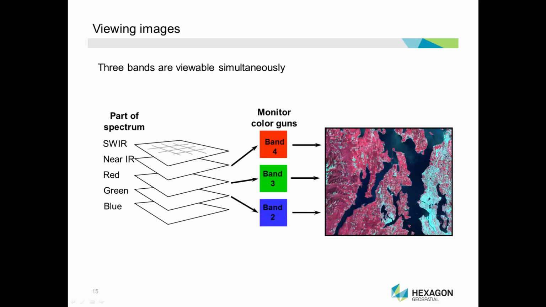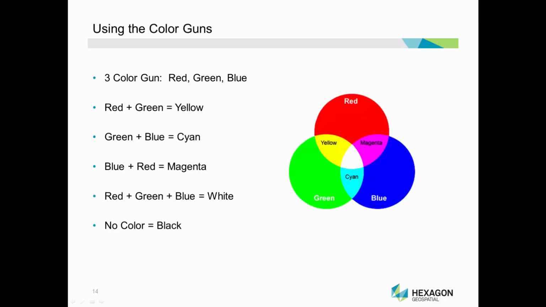Each band or layer in an image is sent through one color gun. The digital number for each layer determines how much color is given to a pixel. If a layer of an image is sent through the red color gun and has a high digital number, then a lot of red is added to that pixel. A low digital number will have only a small amount of red added to the pixel. Combining the colors from each layer in various amounts creates the colors we see in the viewer.